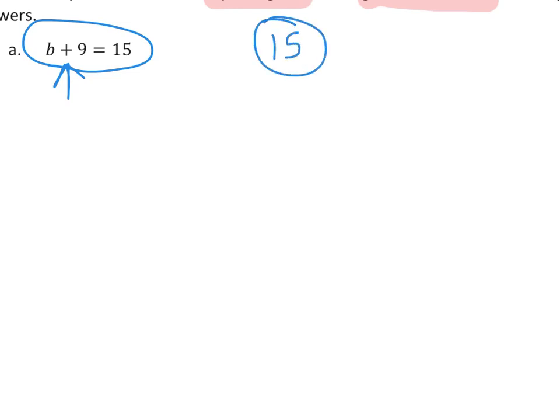My first method when I see something like this is whole part relationship. I recognize that addition is the combination of parts to equal a whole. So I know 15 is my whole, and I draw a number bond. That's what this is called. And I know b is a part, and therefore 9 is a part.